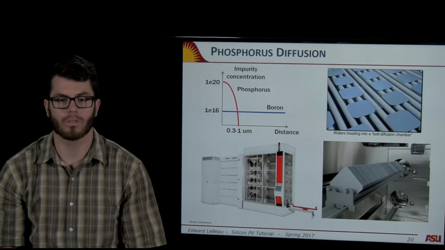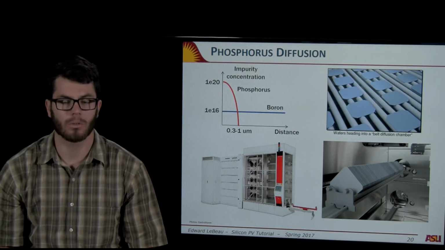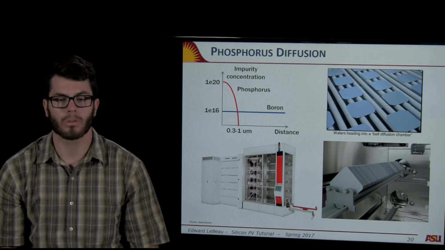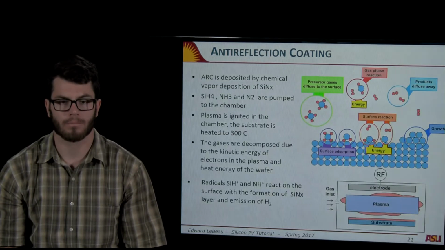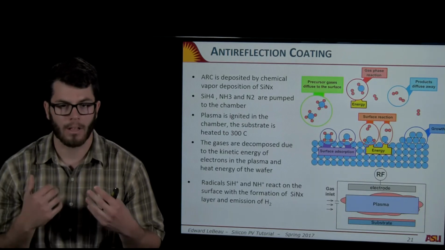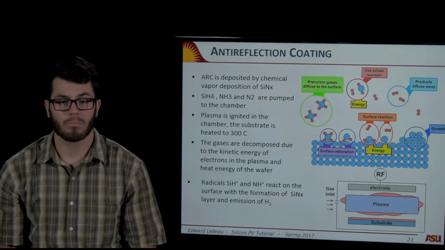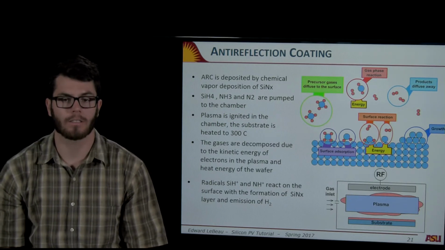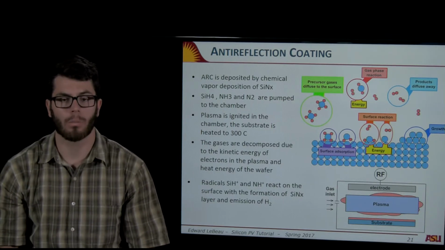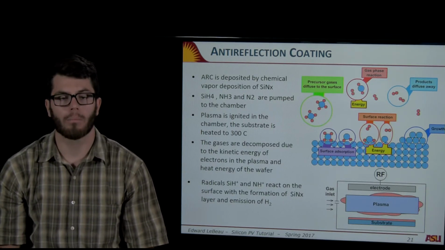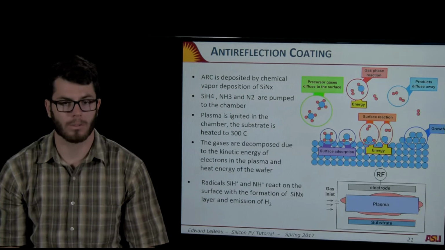There's many different diffusion furnaces, but they all do the same thing. They diffuse some sort of dopant into a material. So next, now that we have diffused and we have a p-n junction and we have almost a solar cell, no metal contacts yet, but it will create electron hole pairs when light shines on it. Now we put on an anti-reflective coating, as we talked about before.